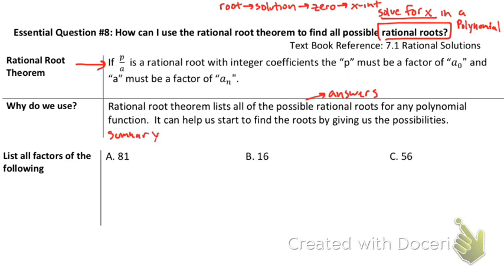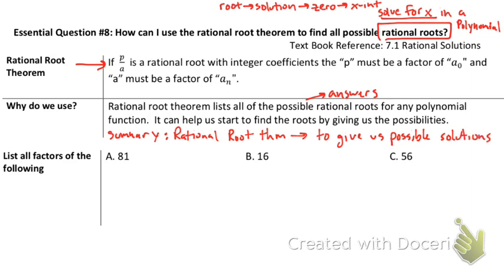Alright, so again, as a summary, the rational root theorem is a way to give us possible solutions. It doesn't give us the exact solution, it gives us possible solutions. So keep that in mind.